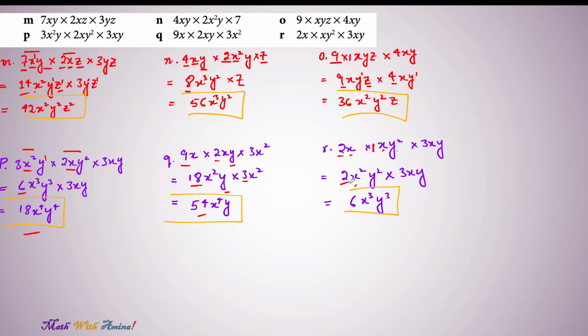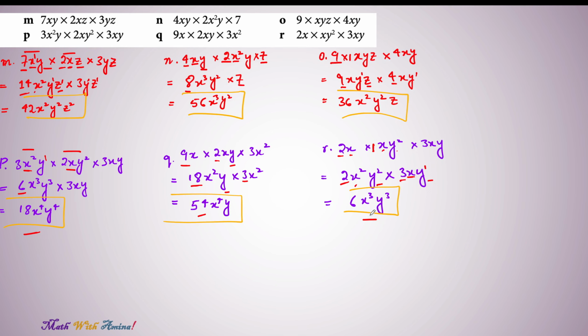Multiply by 3xy, so again the coefficients get multiplied together, which gives us 6. Then we look into the variables in each term for multiplication. X squared will get multiplied with this x, and we will get x cubed. This y squared will get multiplied with this y, getting y cubed, because the power is 2 in here and 1 in here, and when multiplying the same variables, their powers are added. So 6x cube y cube is the final simplified form of this expression.